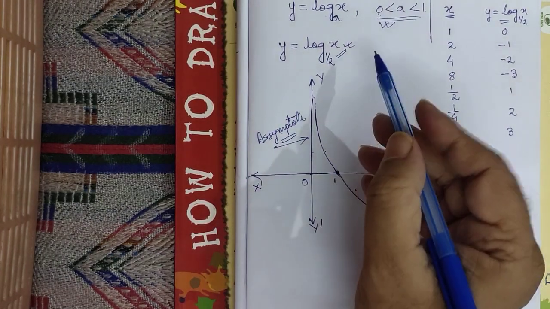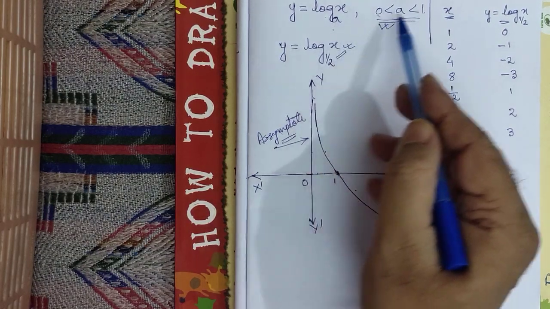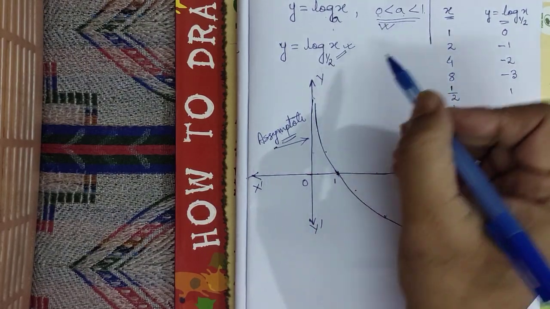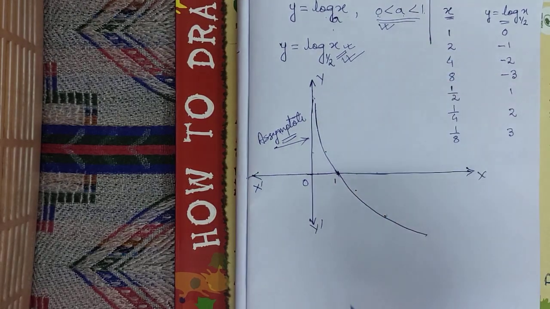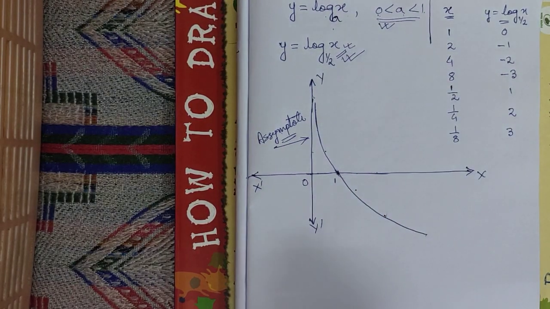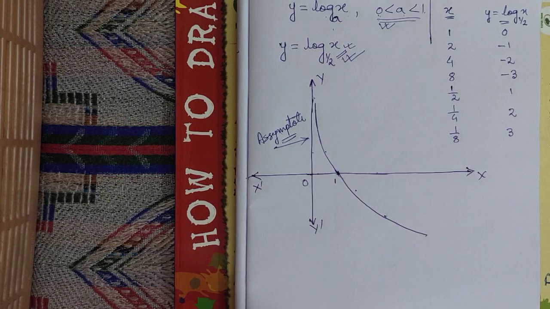So this is the graph of y equal to log x base a whenever the base is between 0 and 1. I have tried to make you understand with the help of this small example. Now I will discuss the exponential graphs.